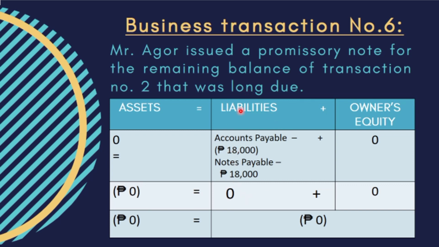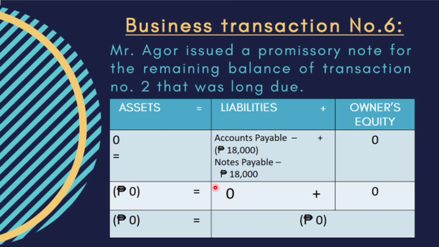So for asset, 0. For owner's equity, 0. And for liabilities, accounts payable is negative 18,000. Meaning to say, we made a notes payable to settle the accounts payable. So from the previous 18,000 value of accounts payable, it becomes 0. So the present accounts payable is 0. Then the notes payable is 18,000.